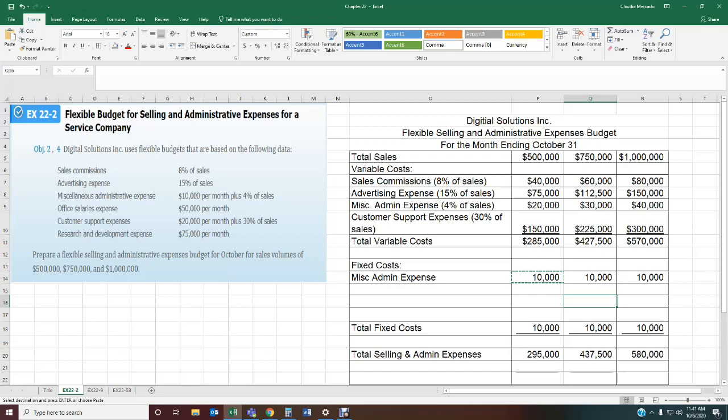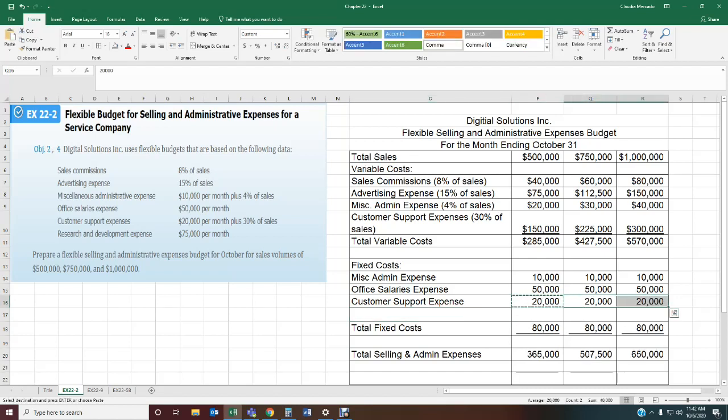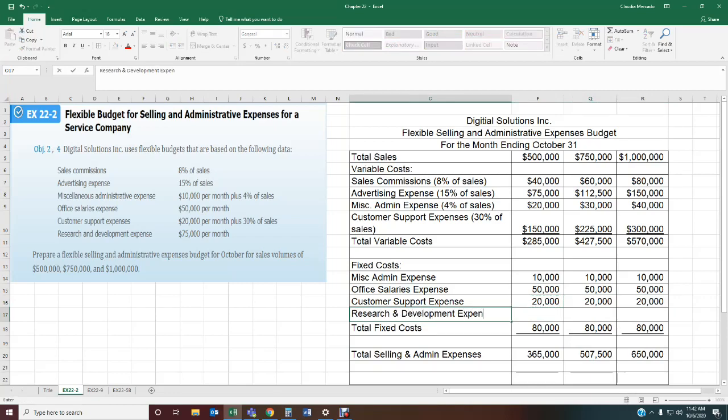The next fixed cost component we have is office salaries expense. My office salaries expense is $50,000 per month, regardless of your sales, so it's going to be $50,000 for each of the categories. Next we have customer support expense, which has a fixed and variable component. My fixed component is $20,000 per month, so regardless of how much sales I have, I'm going to spend $20,000 on customer support expense. And the last item for fixed costs is my research and development expense, which is $75,000 per month, regardless of your sales figure.